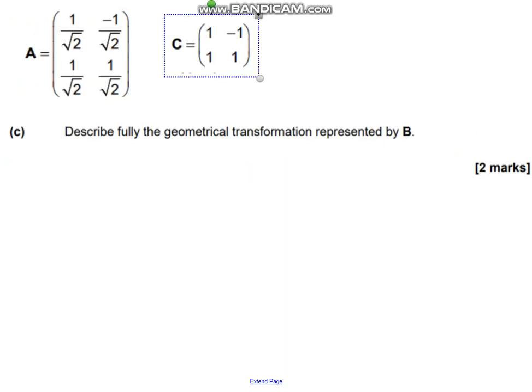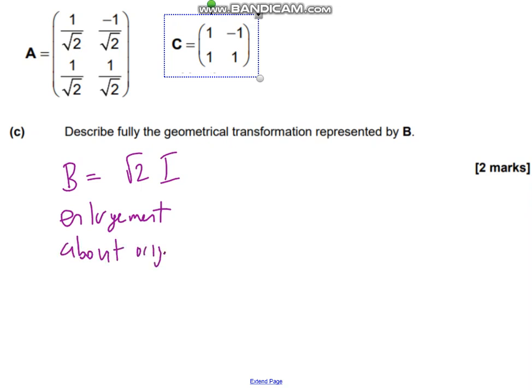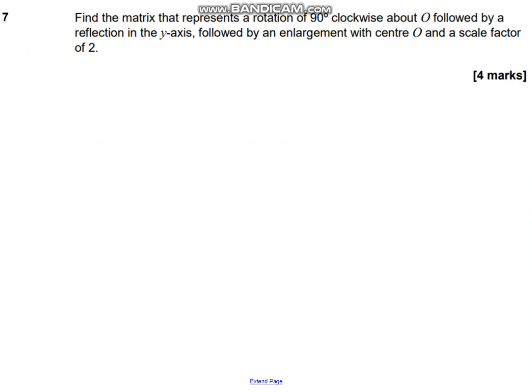For C, describe fully the transformation represented by B. So we can see what we just worked out, that B must be equal to root 2 multiplied by the identity matrix, so that means that we must have an enlargement about the origin and scale factor root 2. Okay, alright, moving on to question 7.